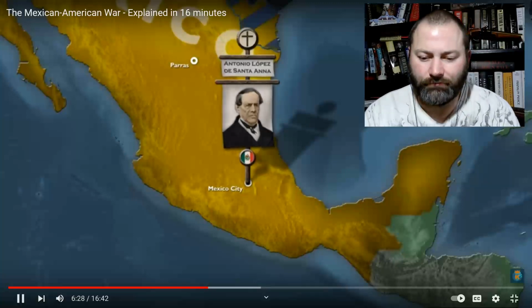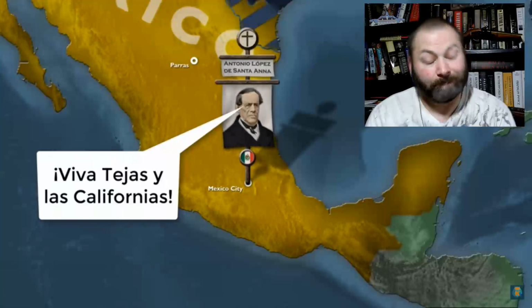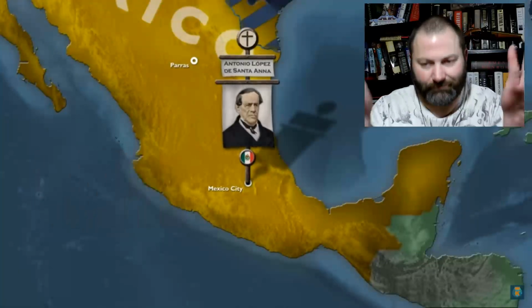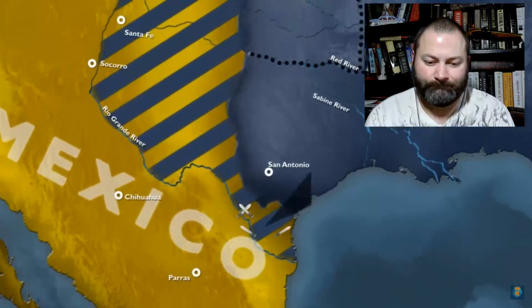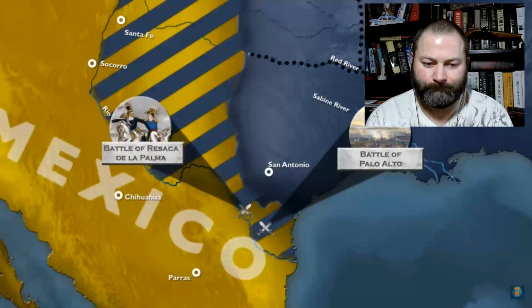Once in this powerful position, he went back on his word, declaring himself president and prepared to fight off the U.S. forces' invasion. The Americans achieved 2 victories at the Battle of Palo Alto and Resaca de la Palma.